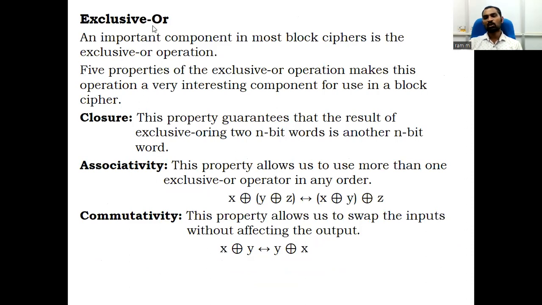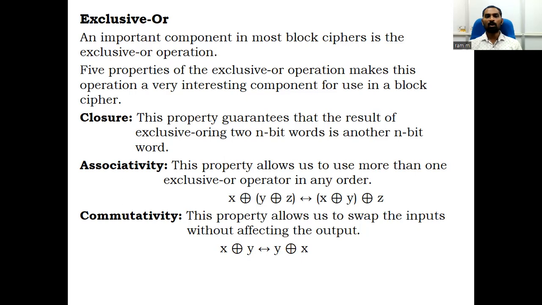We know about exclusive OR operations. An exclusive OR operation is mainly used in cryptography and in block ciphers because of its five properties. Those are closure, associativity, commutativity, having an identity element, and having an inverse element.